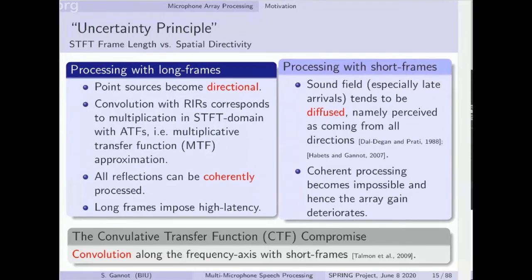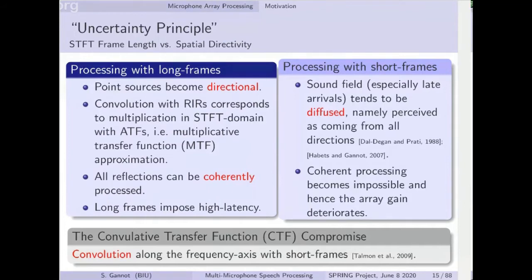On the left-hand side, I discuss long frames, and on the right-hand side, I discuss short frames, and I will discuss the differences now. If the frames are very long, I would say longer than the impulse response, then the convolution with this room impulse response translates into multiplication in the frequency domain. That is, the frequency bins of the frame are multiplied by the acoustic transfer function.